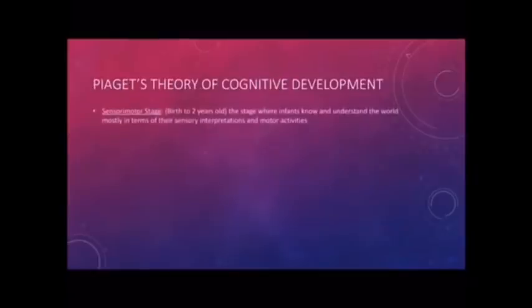Okay, and then these 4 stages of cognitive development, you want to know these like the back of your hand. I promise you these are going to get asked about. I always say if there's 4 things, that makes a great multiple choice question, right? So you want to know what happens in each of these stages, and also the key milestones that children should be reaching by the end of each stage.